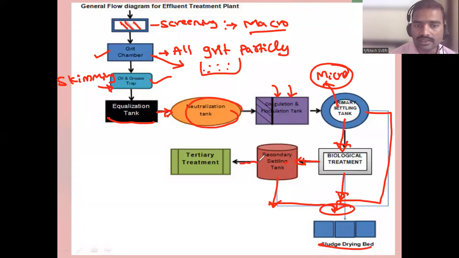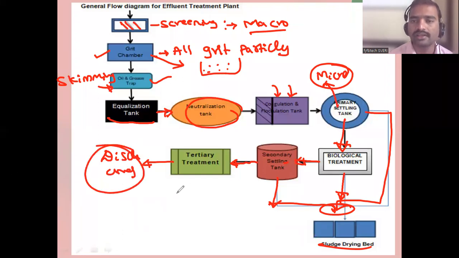After the secondary settling tank, the water is taken into the tertiary treatment. In the tertiary treatment, the disinfectant is applied and microorganisms will be removed. After tertiary treatment, it is taken to discharge. Recycle or reuse or discharge is done. So this is the flow diagram for the sewage treatment plant or effluent treatment plant.